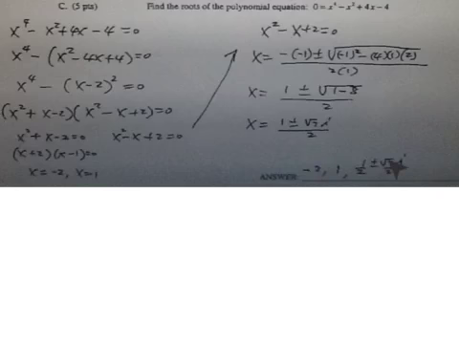So my answer is written here. It's going to be negative 2, 1, or 1/2 plus or minus square root of 7 over 2 times i.